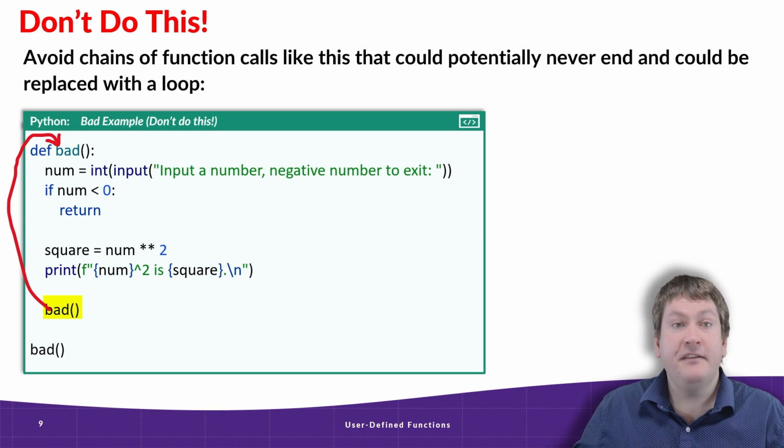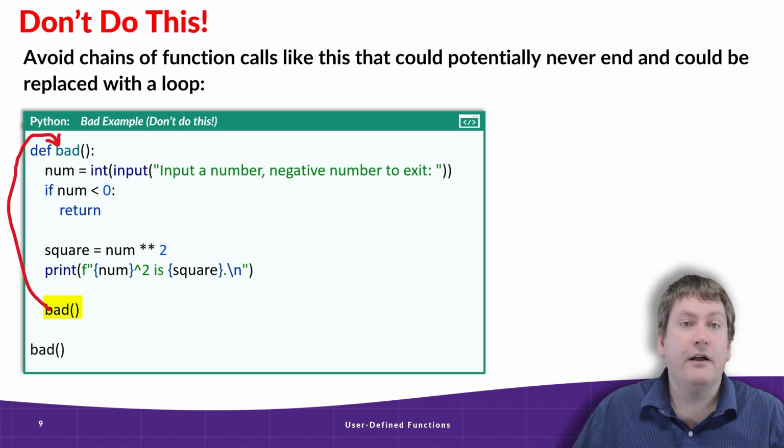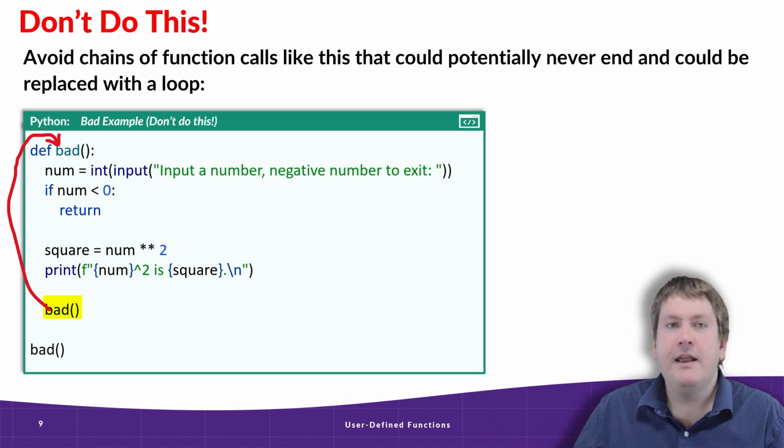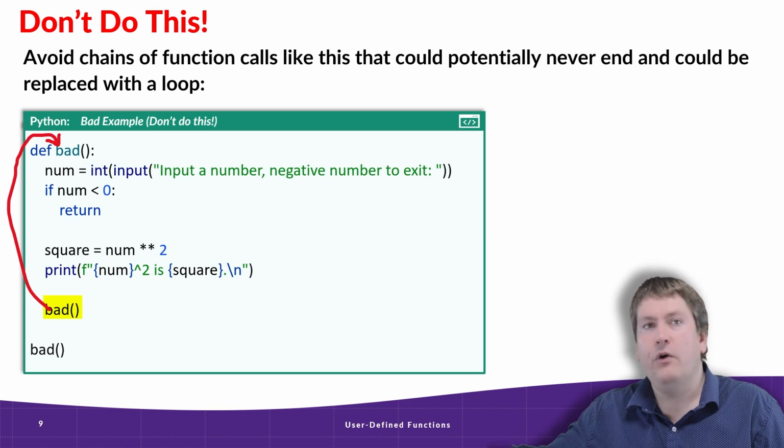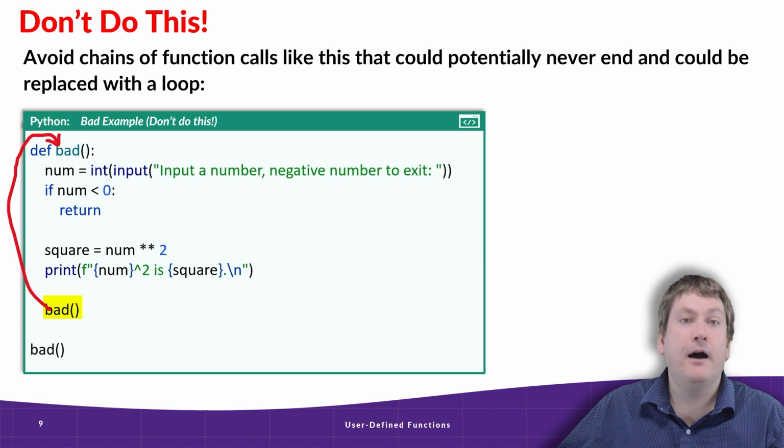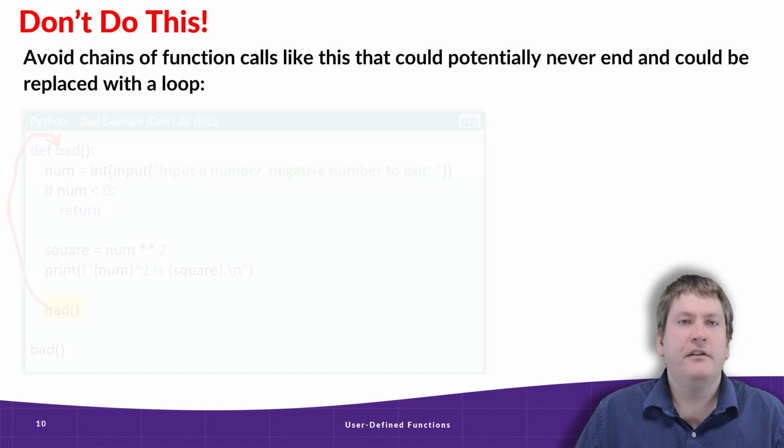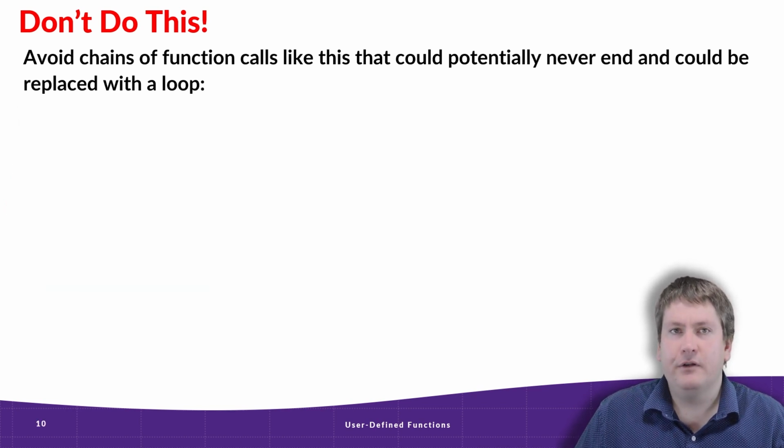It's not causing this function to restart, it's actually calling the bad function again. And that means it's going to create a whole new set of local variables over and over and over again. It's going to start using up the computer's memory by extending the stack further and further down until we eventually hit a recursion limit or we run out of memory. So let's take a look at an example of what this might look like.